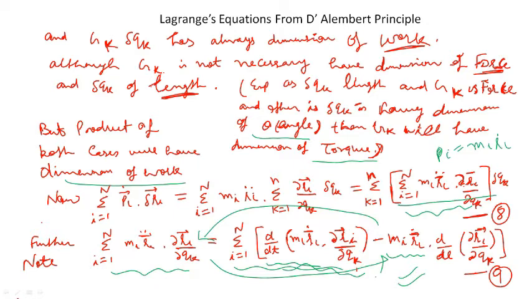Then we can find the value of sigma i is from 1 to capital N mi ri double dot into del ri over del qk, and this will be equal to sigma i is from 1 to capital N d over dt of mi ri dot into del ri over del qk minus the second term. So let us say it is equation number 9.